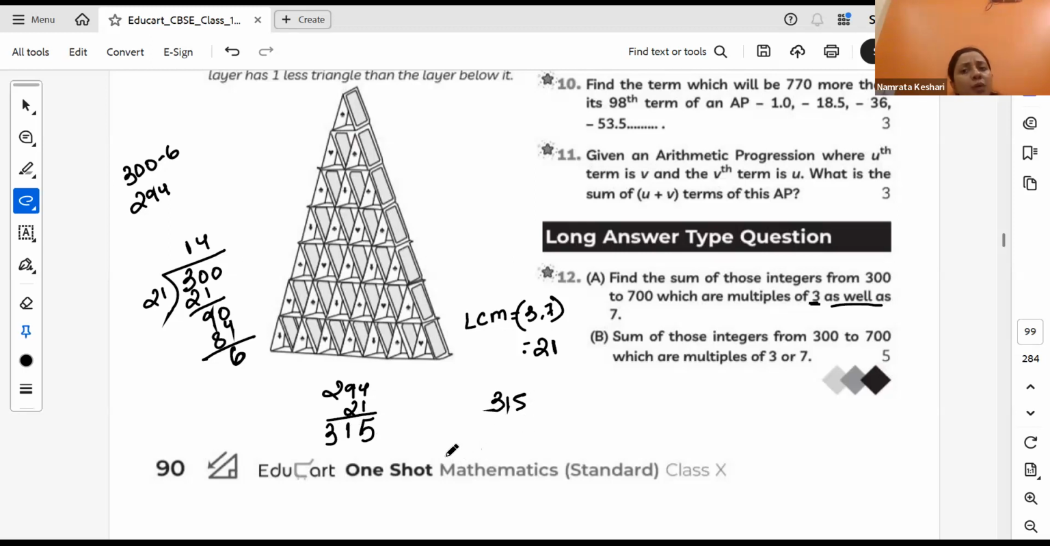But we are thinking about the multiple of 3 as well as 7, so you can check it. This is a multiple of 3 because it is completely divisible by 3. And is it a multiple of 7? You can check it. 7 4 times 28, 29, 30, 31, 7 5 times 35. It's a multiple of 7 as well. Making sense?